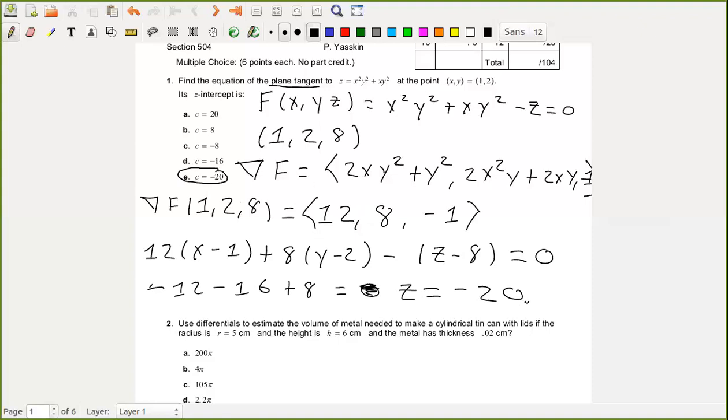Okay, so to recap, we wanted to get a tangent plane. We need two pieces of data for that: a point on the plane, and the normal vector. When you write the normal vector of a level surface, in other words, f of x, y, z equals 0, the normal vector is just the three-dimensional gradient of that function. And this is the three-dimensional gradient. We plugged in 1, 2, 8, and that was the normal vector. And then we just did the things that we've done in class so far.